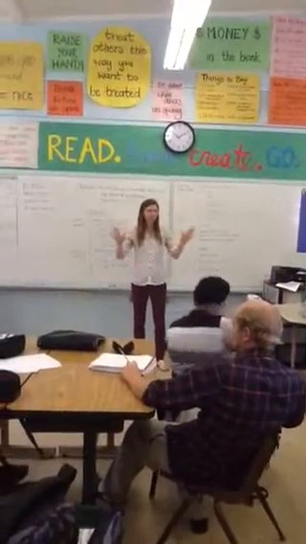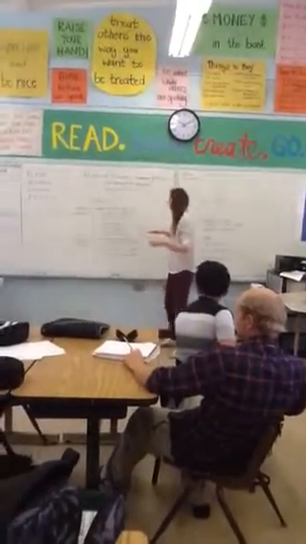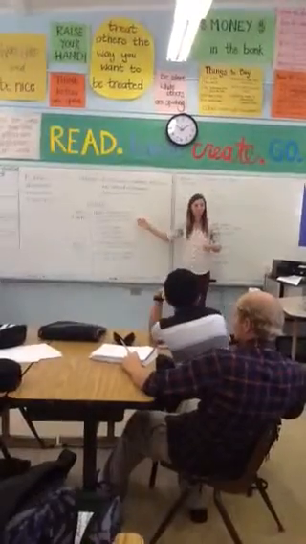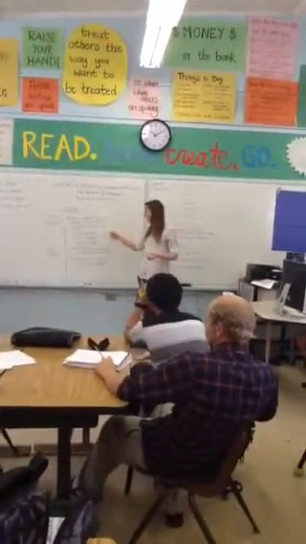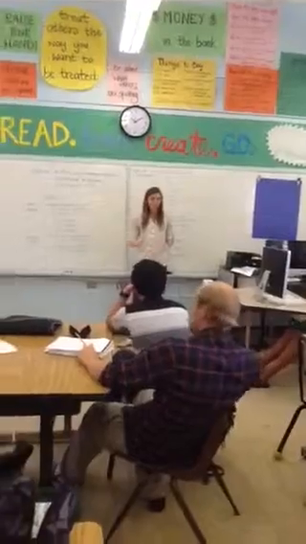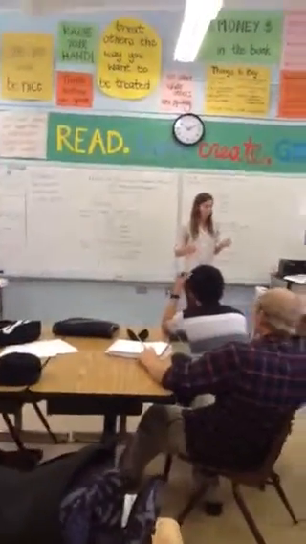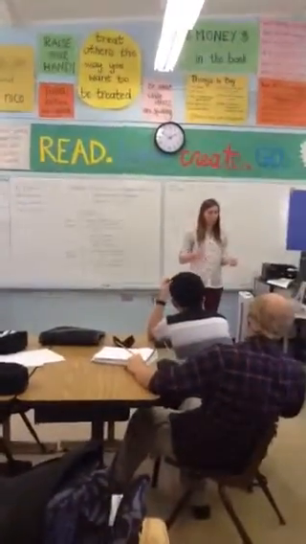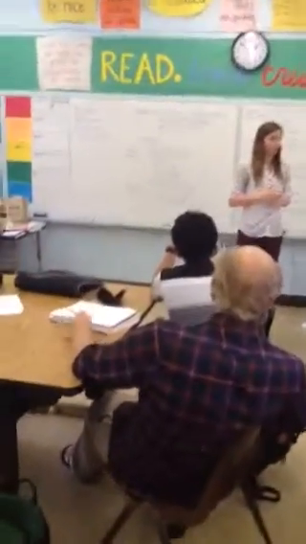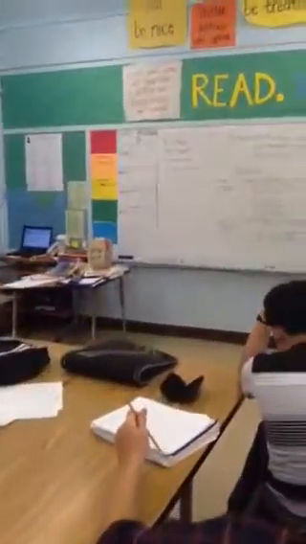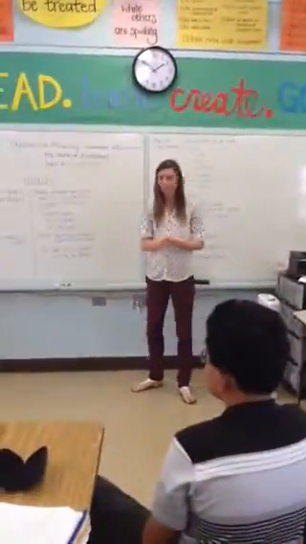Alright, so first, let's talk about what a haiku is. A haiku is a 3-line poem that has a set number of syllables in each line. What does it mean to have a set number of something? Can it change or can it not change? It can't change. So every haiku has the same number of syllables in each line.